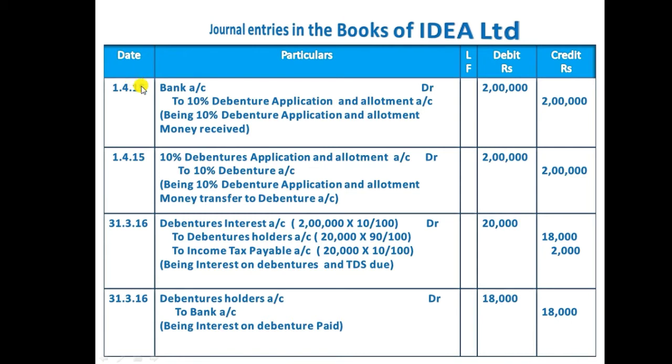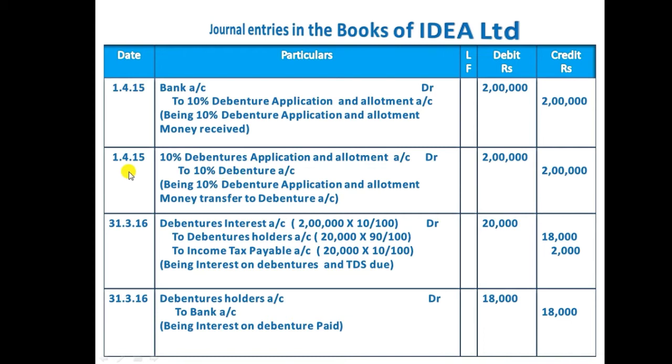Here we debited bank according to the modern approach. When bank balance increases we need to debit it because bank comes under the asset category. So when an asset increases we need to debit the bank, and we need to credit application and allotment. Also we should write the narration: being 10% debenture application and allotment money received. After receiving the money from the debenture holder, the same we need to transfer to the debenture account.